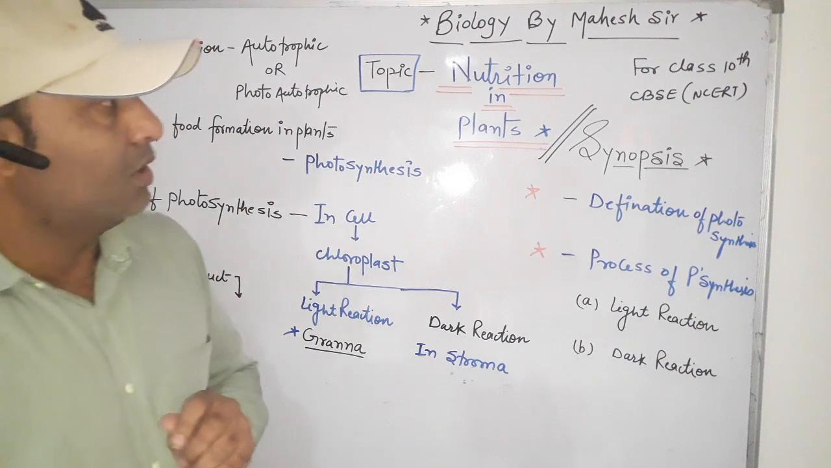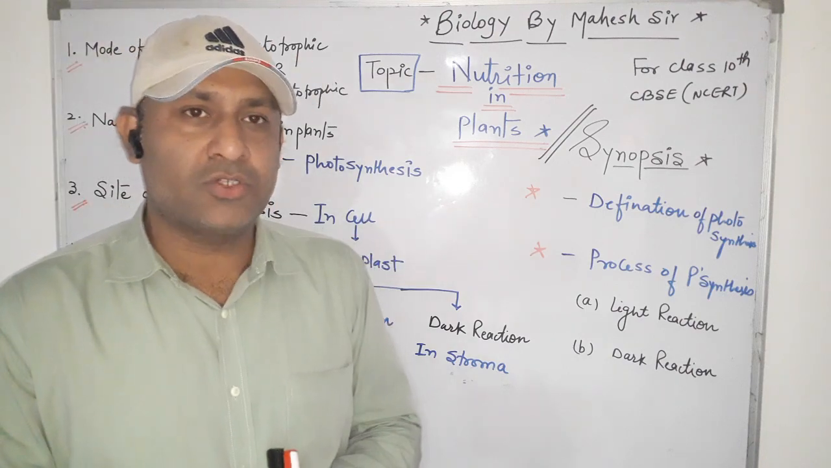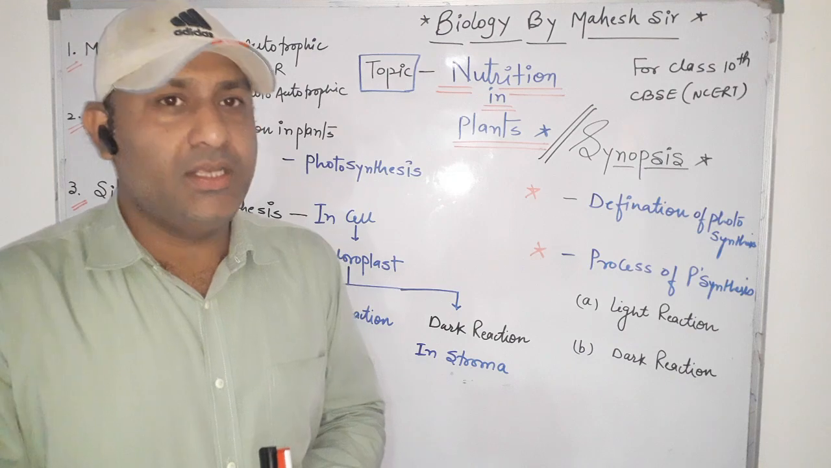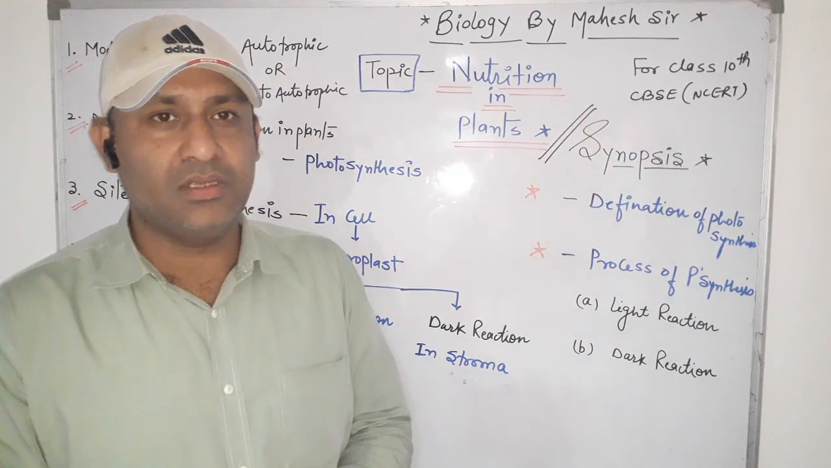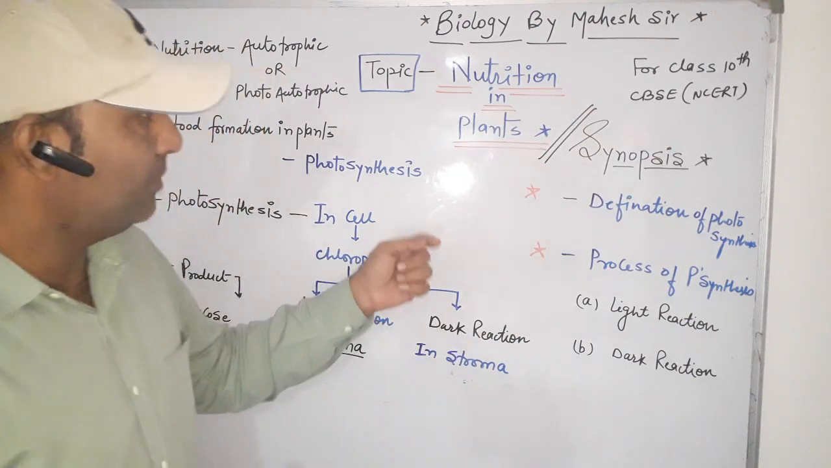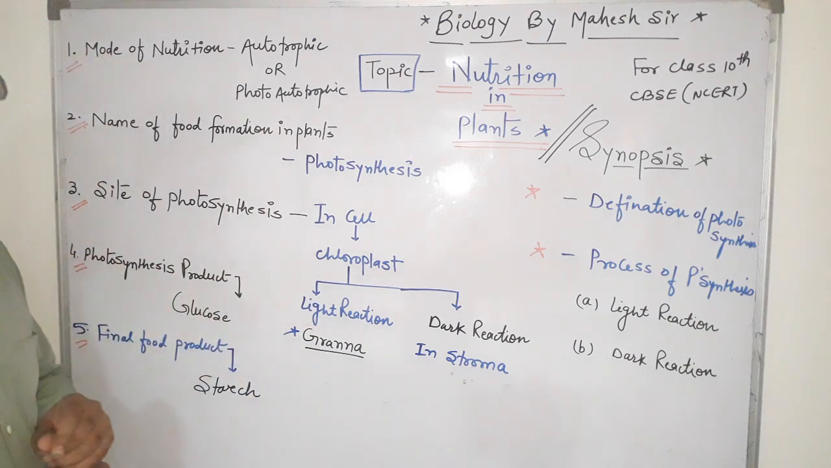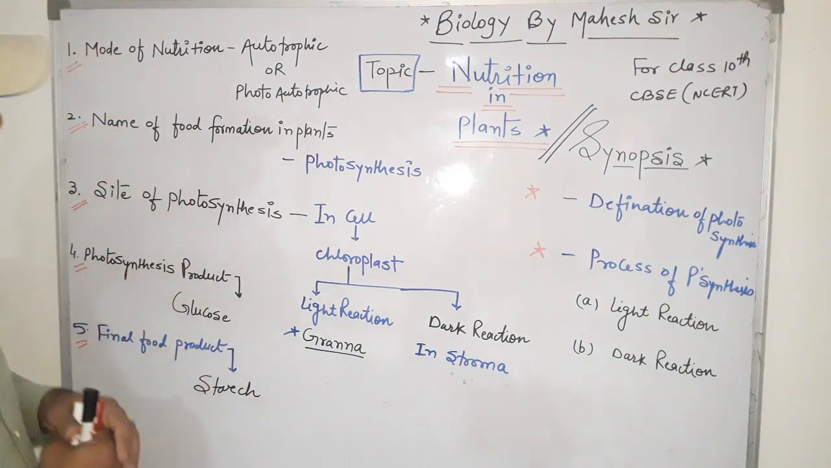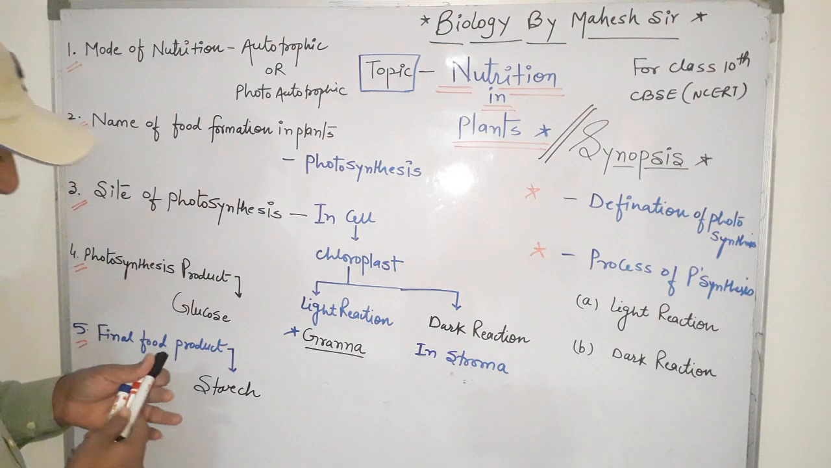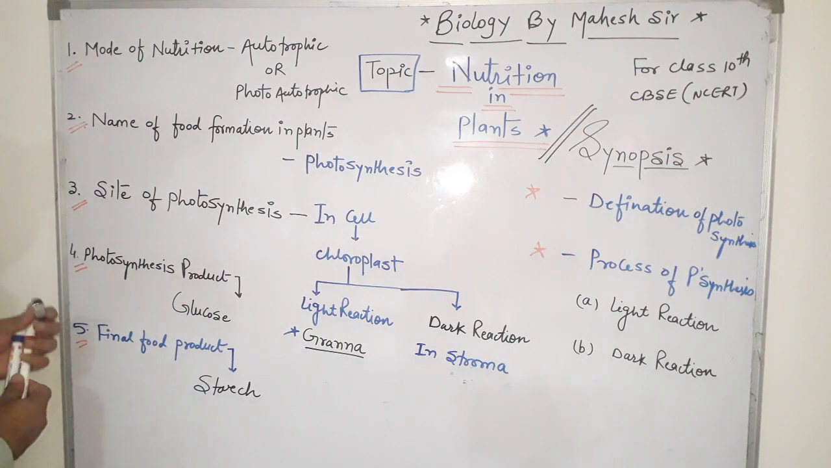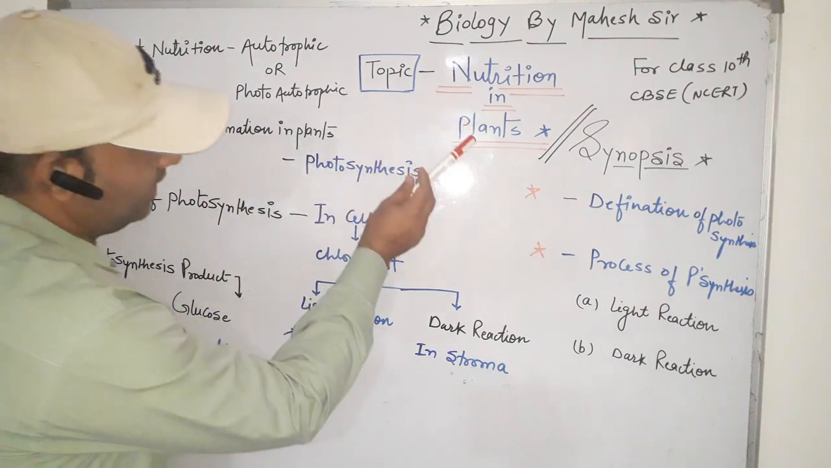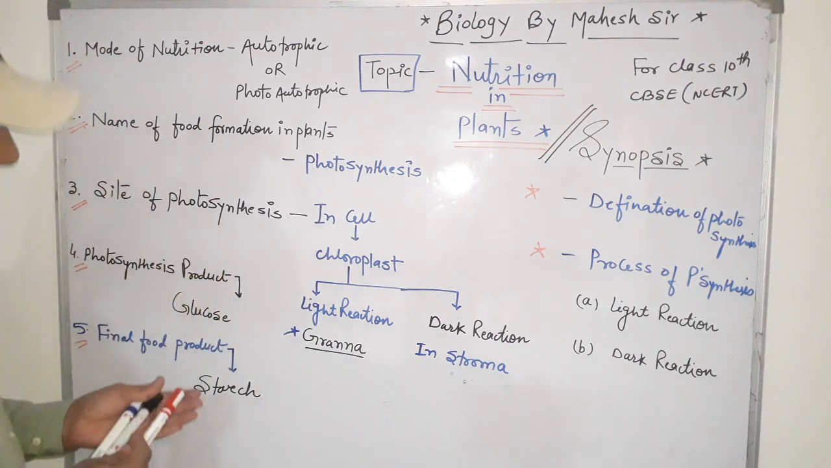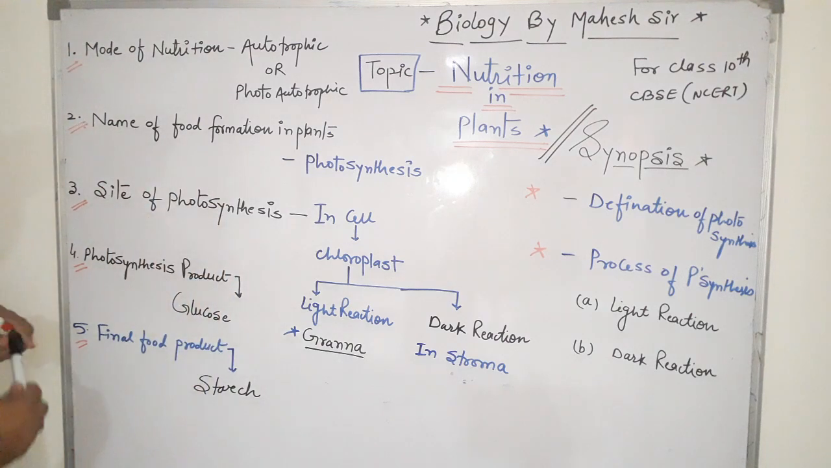In CBSE NCERT, first of all you have to strictly use the NCERT. Second, you have to prepare systematic notes of NCERT. Clear? So we will take the systematic notes and then explanation on the board. First we take the topic nutrition in plants. So first we write the mode of nutrition in plants. Which mode of nutrition in plants?